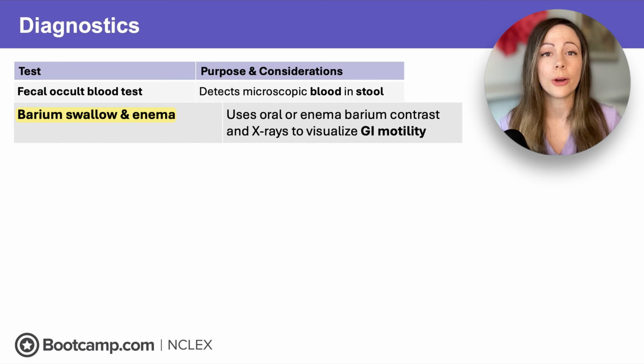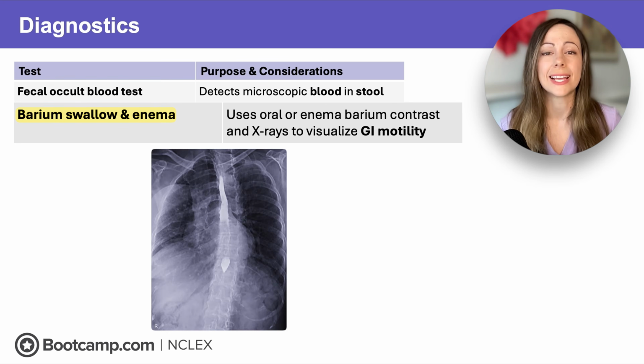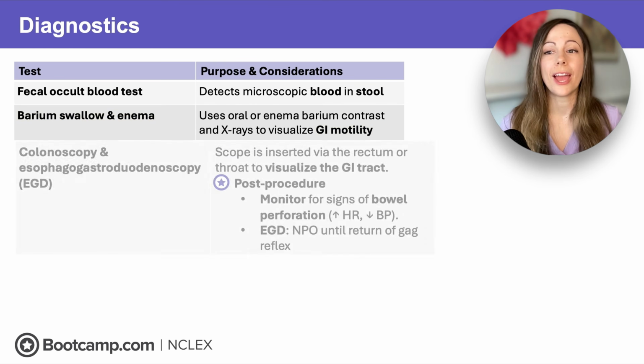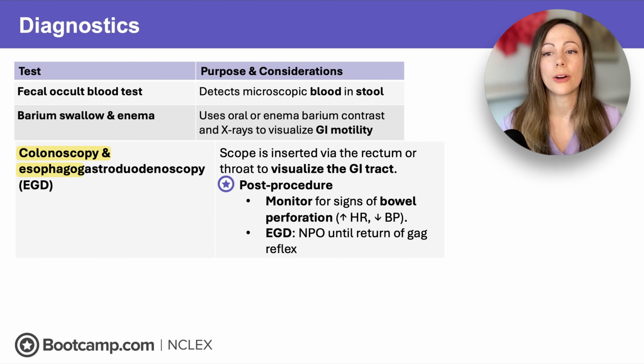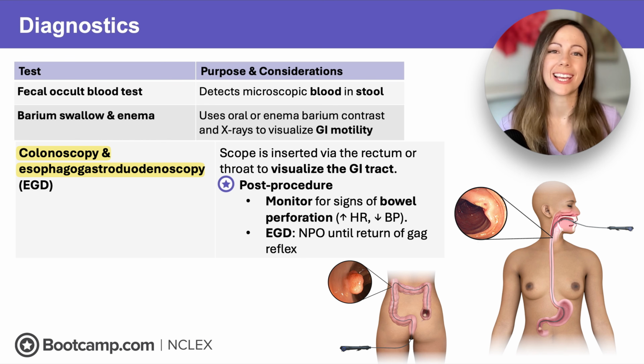Then a barium swallow and enema uses oral and enema barium contrast and takes x-rays of that contrast as it's going through the GI tract to assess GI motility. Then we have a colonoscopy and esophagogastroduodenoscopy. That is when a scope is inserted via the rectum or the throat to visualize that GI tract with a camera. So if the NCLEX gives you a client who just had this procedure, what are we worried about?